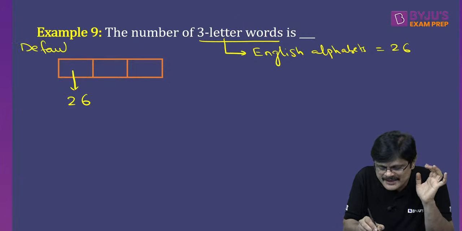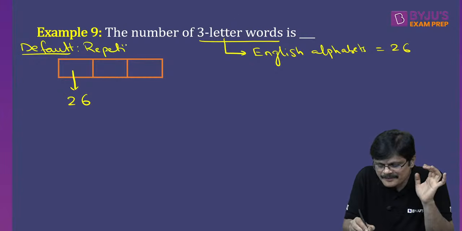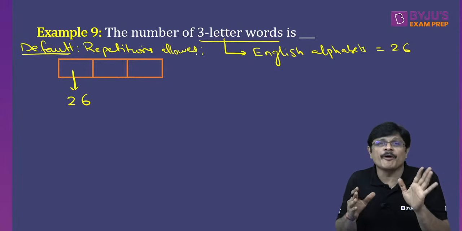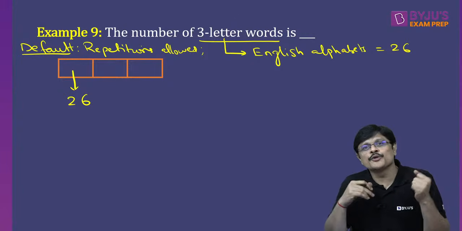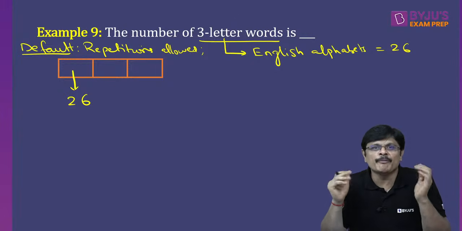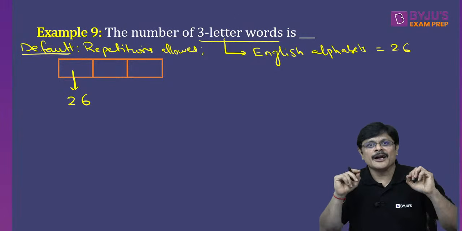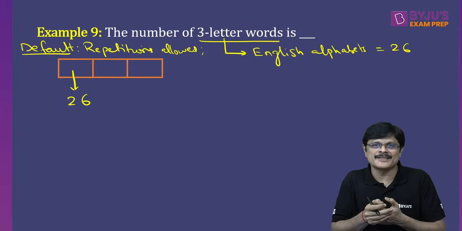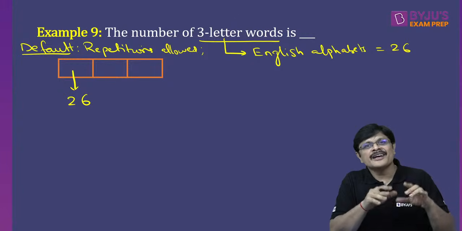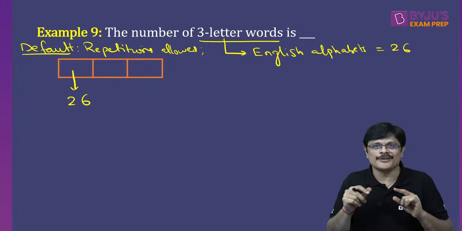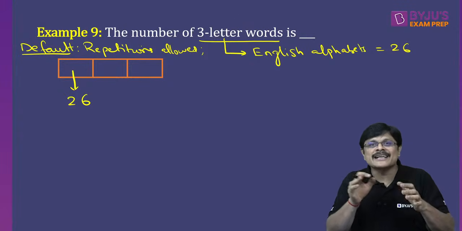Default is always repetitions allowed. And again, it may depend sometimes on the type of problems. Sometimes you blindly take repetitions allowed. Suppose I am talking about arrangement of people. You say, sir, repetition is not mentioned, so by default repetitions. How can you repeat human beings, my dear friends? So in that situation, even though it is not mentioned, we understand from the context that repetition is not allowed. Am I clear?